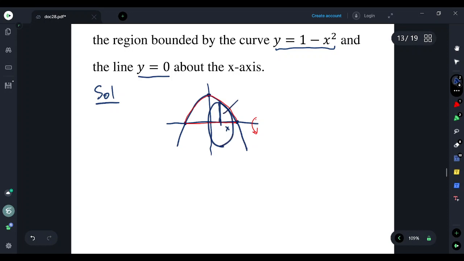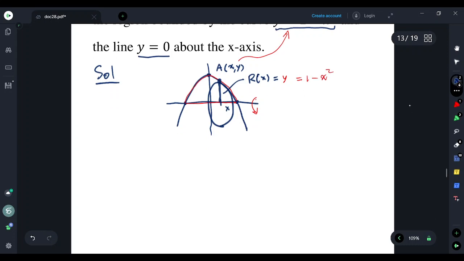Okay, so it means that we're going to need to find R(x), which by the formula is just the distance of this point. Let's say this is A, we're going to have coordinates x and y, right? But the y is the y from the formula for the curve. So it means that R(x) is equal to y, and it is equal to 1 minus x squared for each x. Okay, so this is the radius.